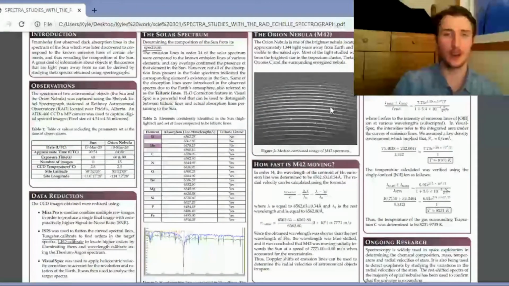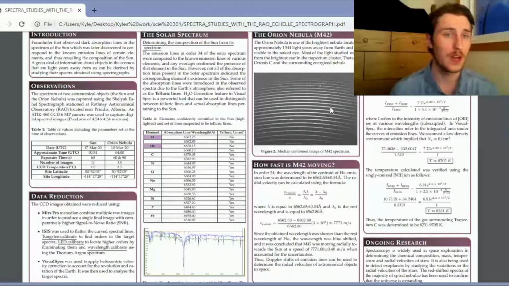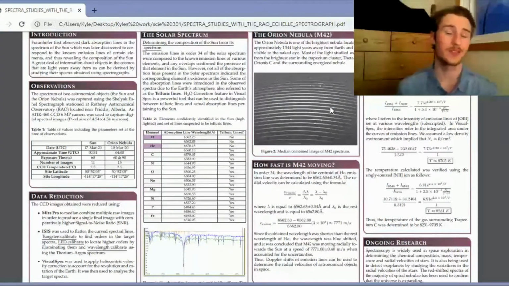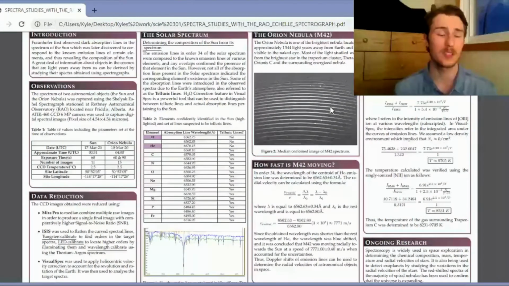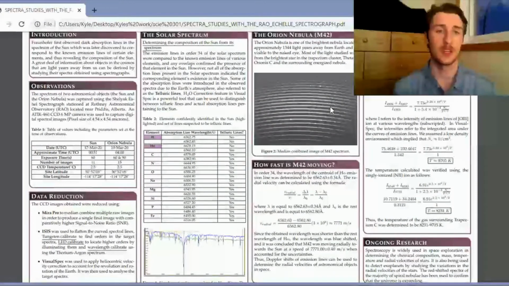Looking further at our column here, in Figure 2, you can see the median combined image of the M42 spectrum, which was obtained from the spectrograph. Using this spectrum, we were able to determine that the hydrogen alpha emission line in the 34th order sat somewhere around 6,562.3 angstroms. Using a rest wavelength for hydrogen alpha of 6,562.8 angstroms, we were able to determine the radial velocity of M42 that sat around 7,771 meters per second.